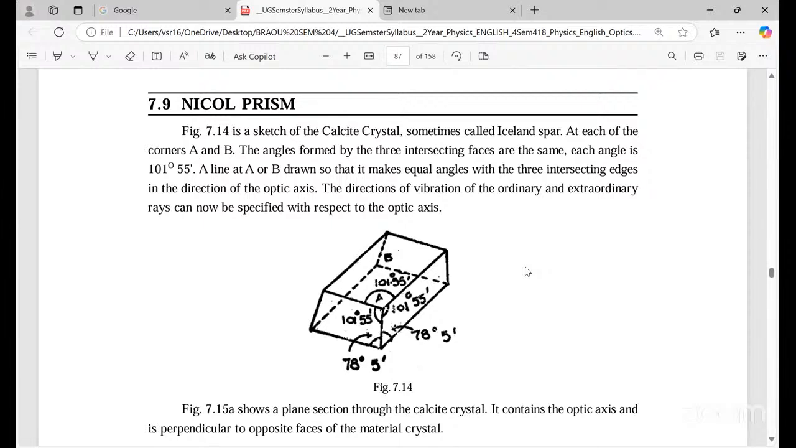Another important topic is the Nicol prism. So here is a sketch of a calcite crystal. Sometimes it is called Iceland spar. At each of the corners A and B, the angles formed by the three intersecting faces are the same. What is each angle? 101 degrees 55 minutes. A line at capital A and B is drawn so that it makes an equal angle with the three intersecting edges, in the direction of the optic axis.